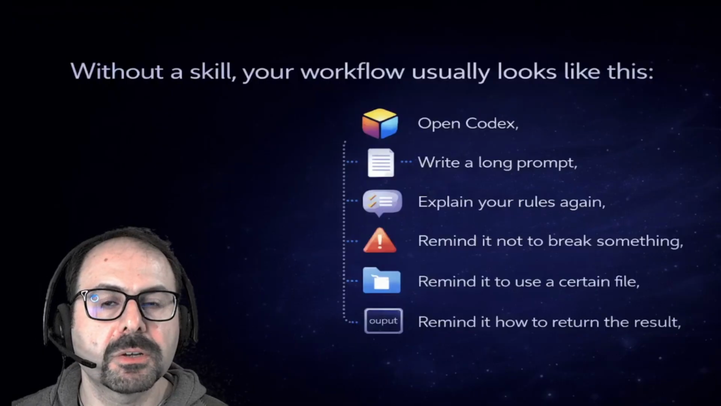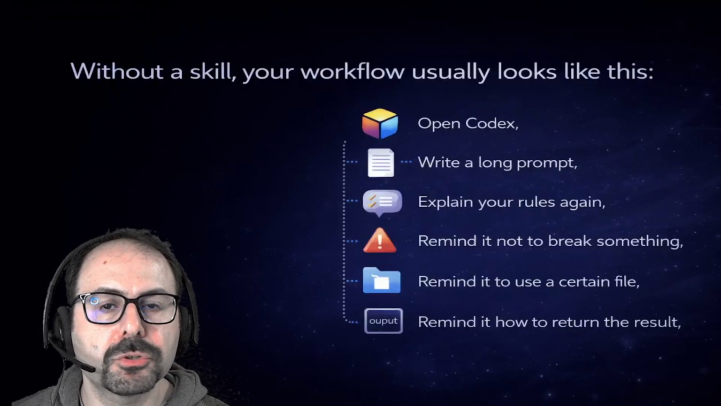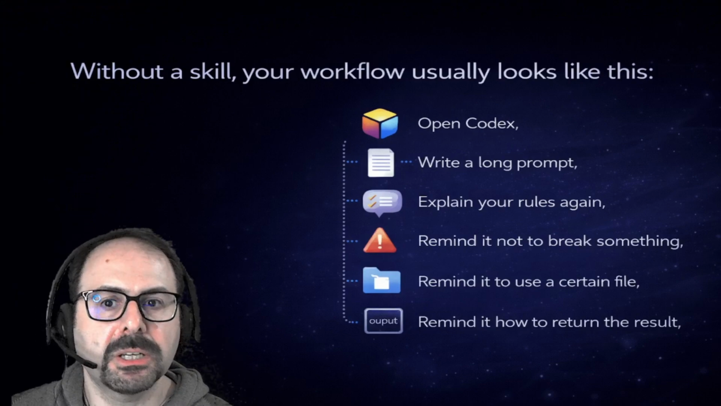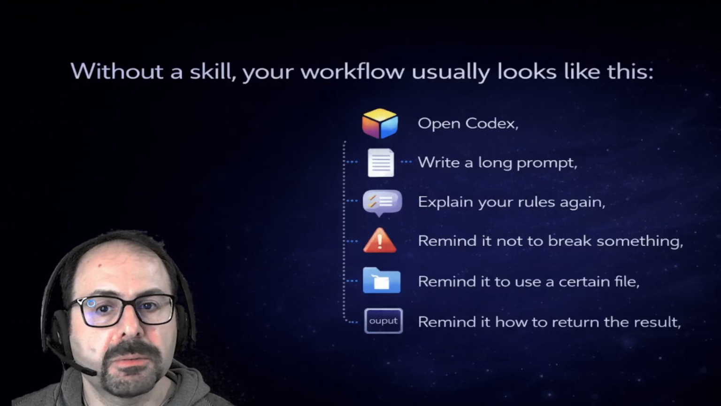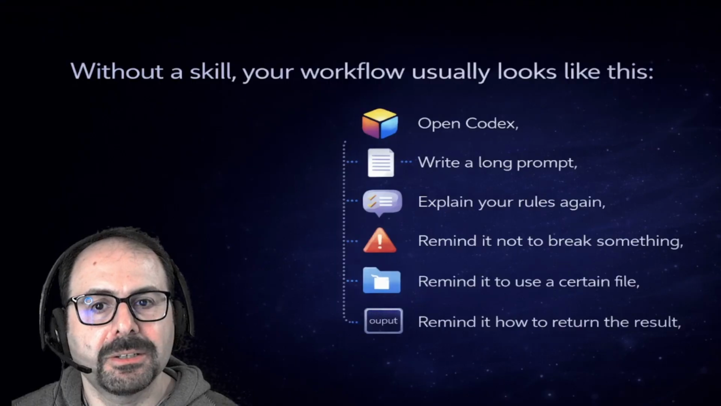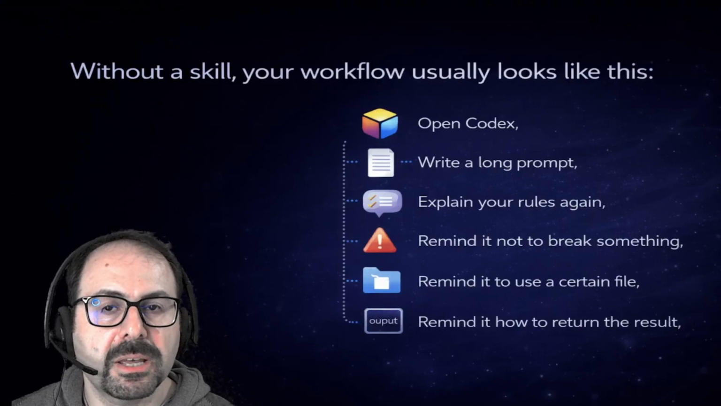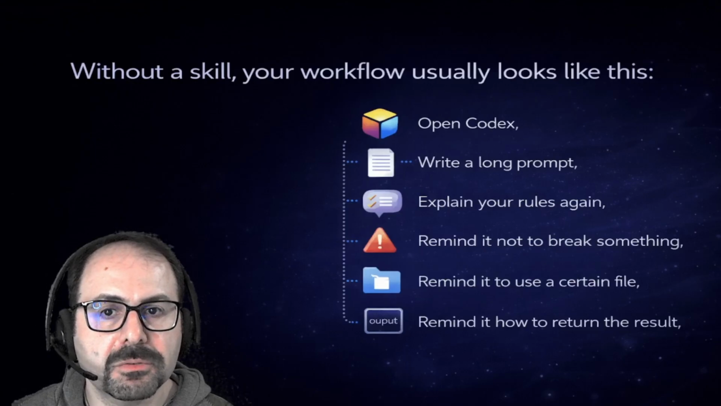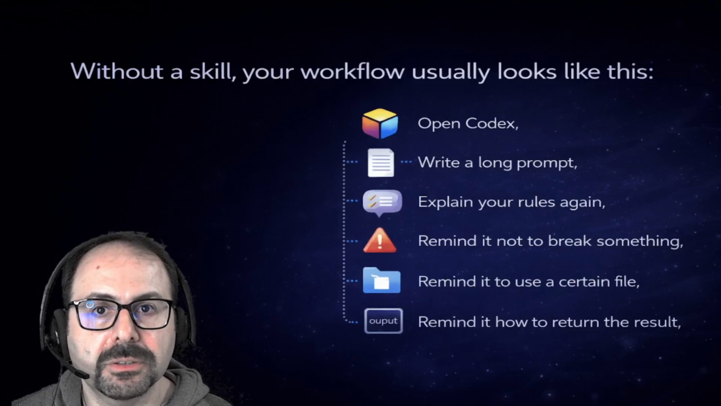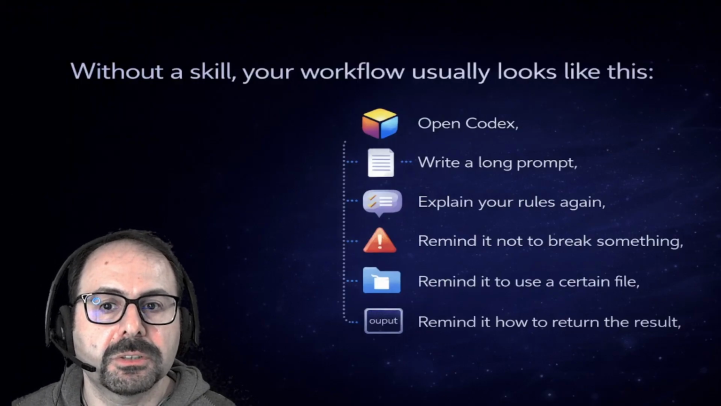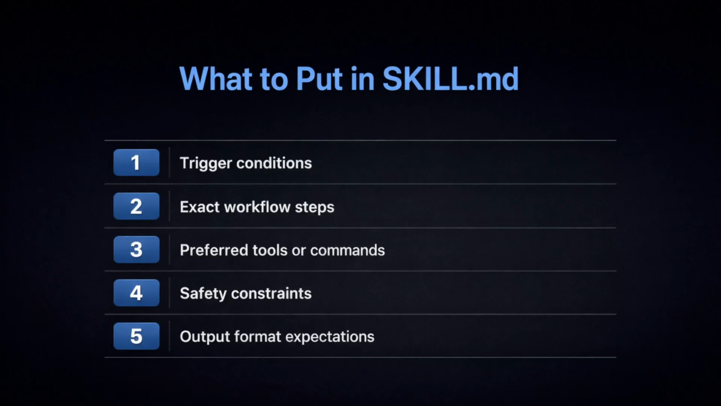Here's the real difference. Without a skill, your workflow usually looks like this. Open Codex, write a long prompt, explain your rules, remind it not to break something, don't make any mistakes, remind it to use a certain file, use these asset files under the assets folder or the resources folder, and remind it how to return the result. So what do we put in skill.md?